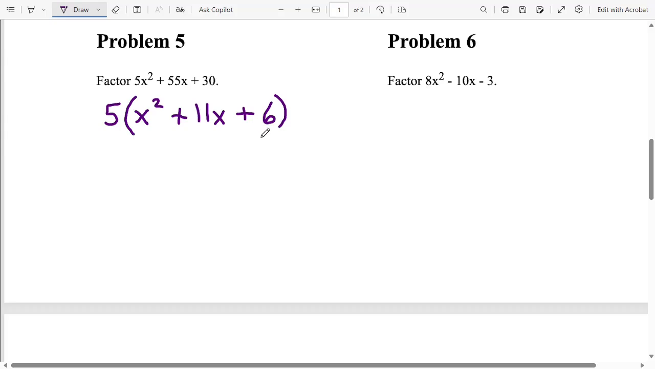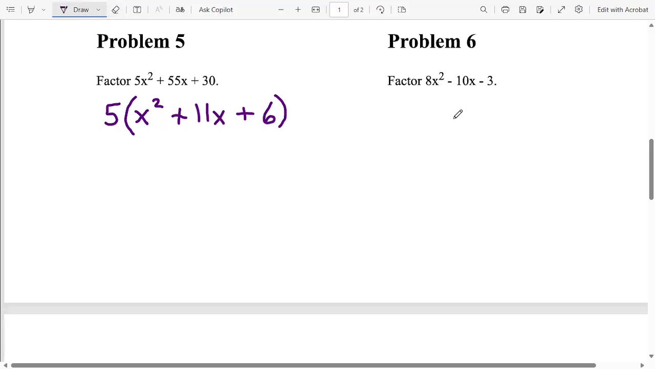And if I look at this one, I'm looking for the factors of 6 to add to 11, and there are none. So this is the furthest we can factor this one. Now, if I change this to, let's say, 150, which is probably what I meant to do, then we'd have 30 here, and we'd have x plus 5 times x plus 6. But I didn't. But anyways, this is as far as we can go with this one.